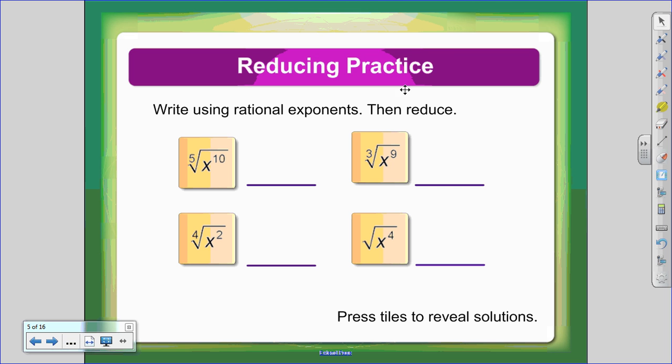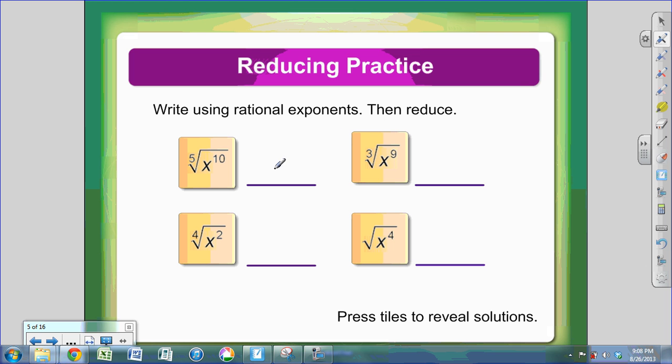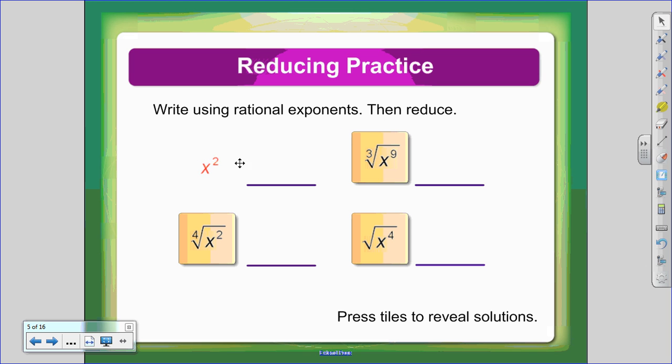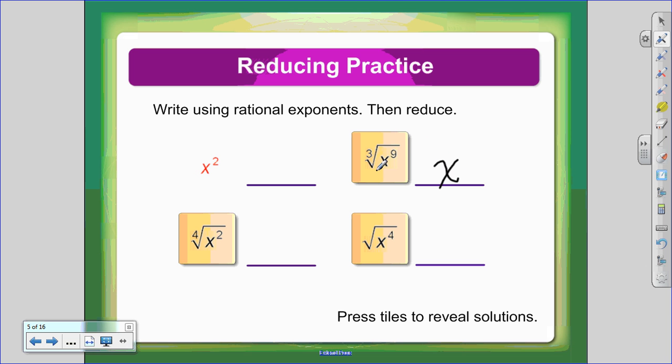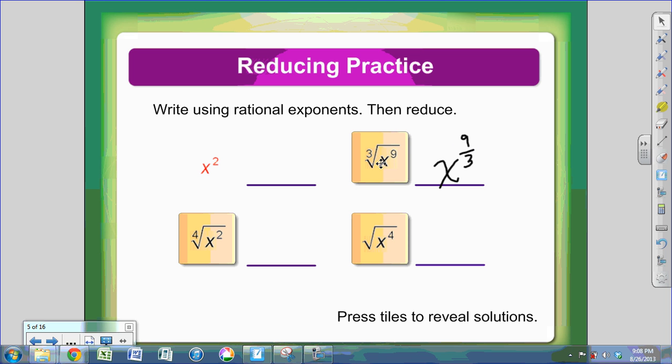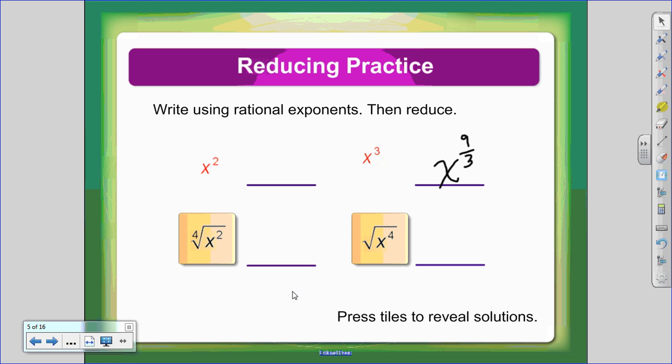Sometimes when we write an exponent, you can actually reduce it. So this exponent would be, oops, that's the answer. Oh well, we'll do this one. So I have x, the 3 goes to the bottom, and then on the top you have a 9. And 9 over 3 reduces, so this one actually is just x to the 3rd.